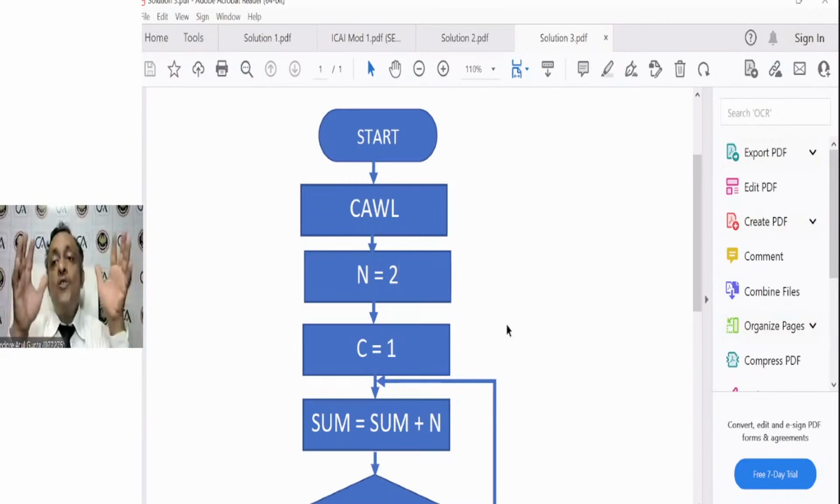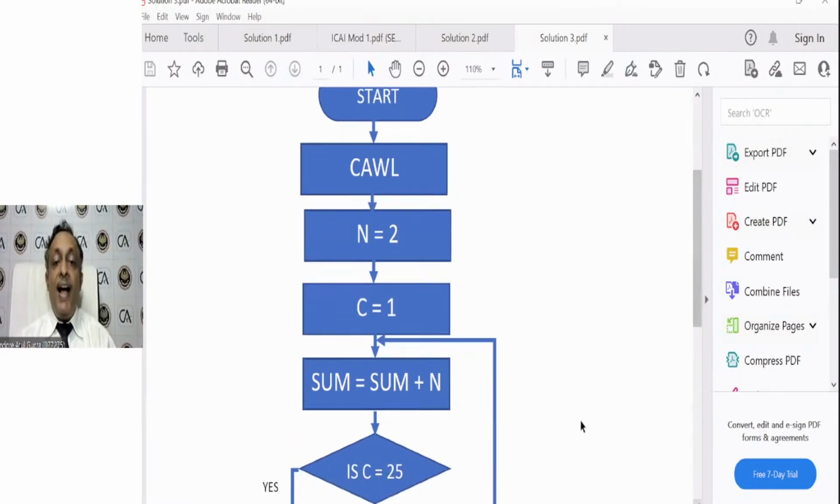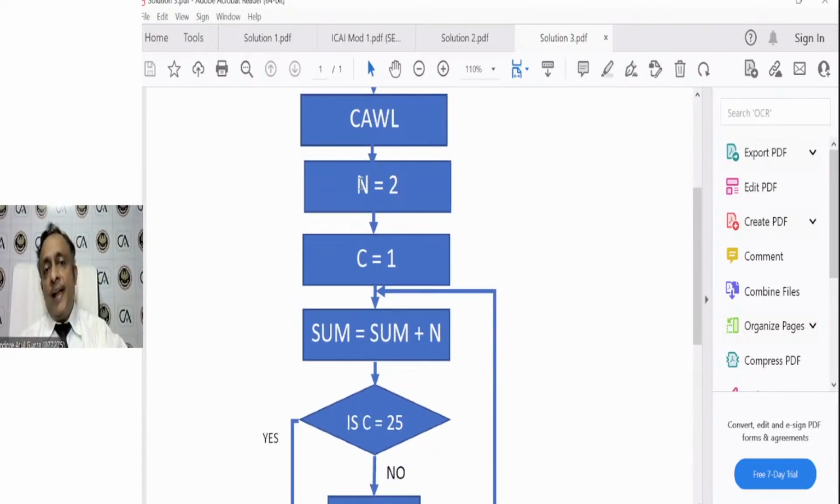So I need to count 25 times. So N is 2, C is 1. Then I have created an accumulated variable that I call sum. Now, suppose I ask you, see, I have given value N is 2, C is 1. I have not defined the value of sum. It's a variable. Can you guess what possible value sum has?